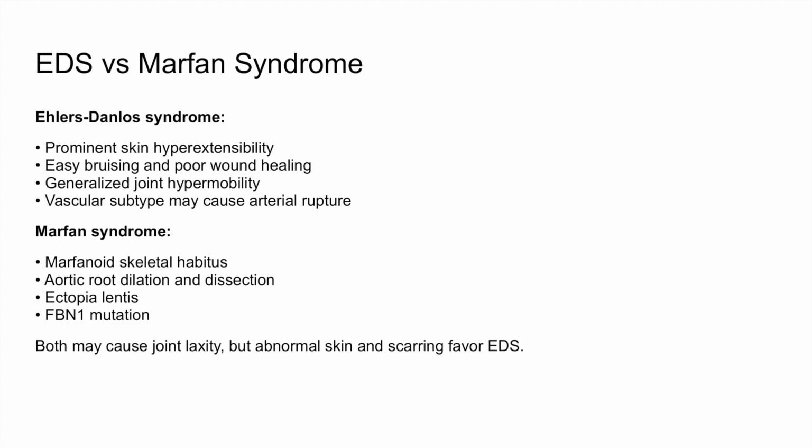Genetically, Marfan syndrome is associated with FBN1, whereas Ehlers-Danlos represents a group of disorders involving different collagen proteins and collagen processing pathways. On an exam, abnormal skin and scarring favors Ehlers-Danlos, while aortic root disease plus lens displacement, with that Marfan mnemonic I gave you, favors Marfan syndrome.